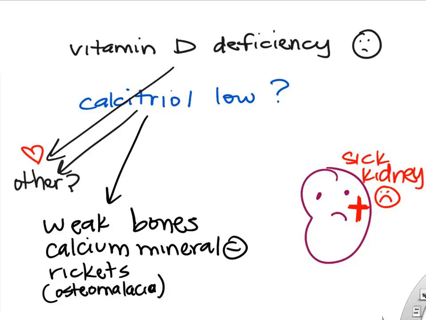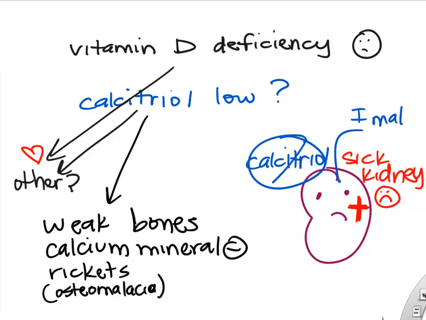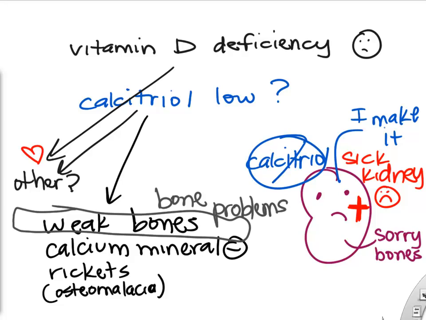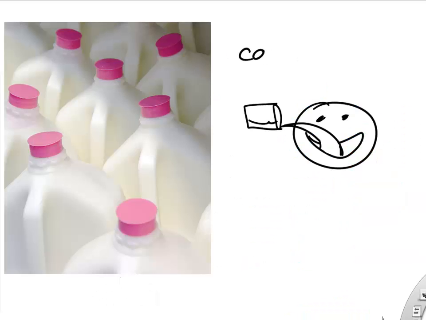Sometimes when your kidneys are sick, for reasons that aren't related to your bones, they won't make the right levels of calcitriol, because remember they form the active form of vitamin D3, calcitriol, which then can affect your bones. So if you don't have enough calcitriol, you probably won't have enough calcium in your body and you won't have correctly mineralized bones.